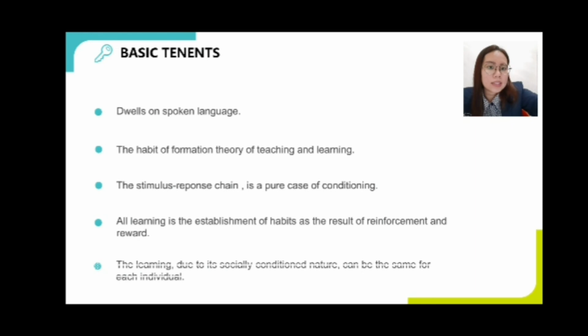And the last, learning, due to its social conditioning nature, can be the same for each individual. In other words, each person can learn equally if the conditions in which the learning takes place are the same for each person.